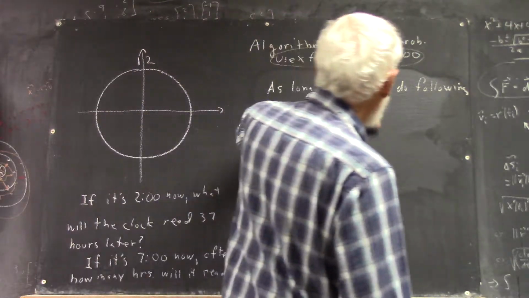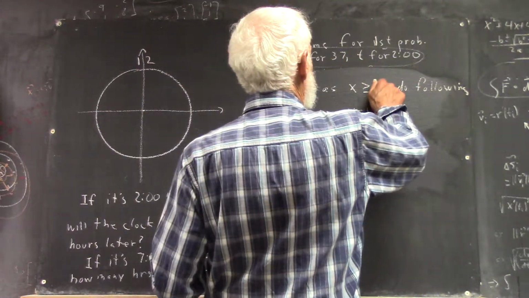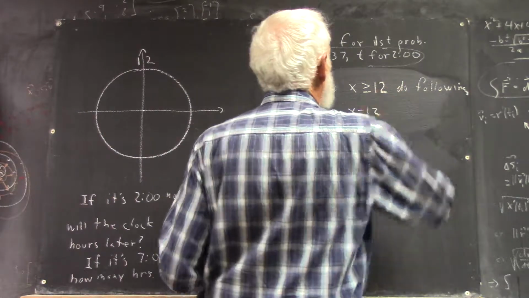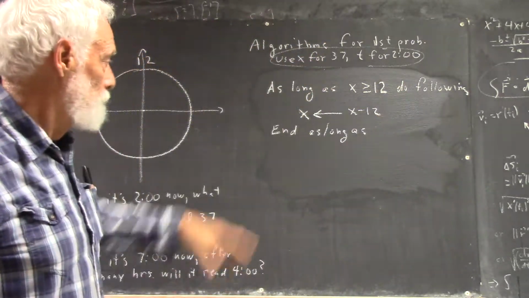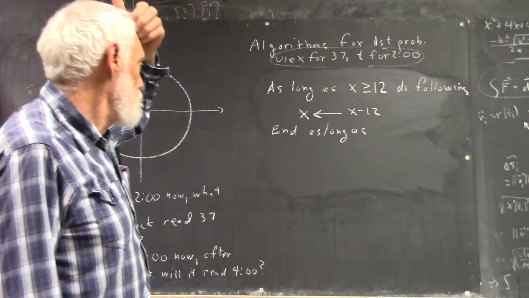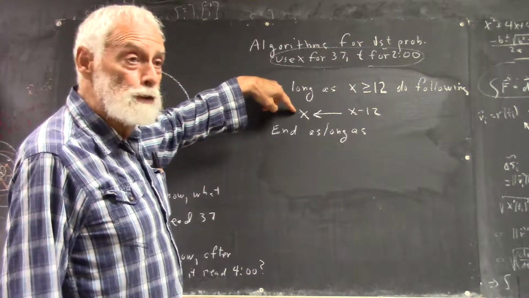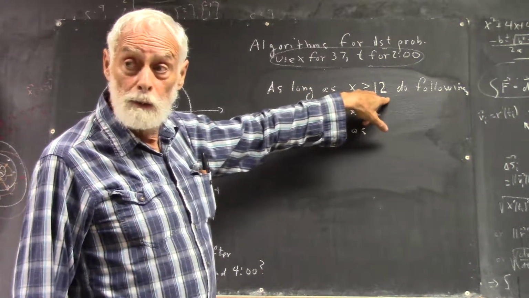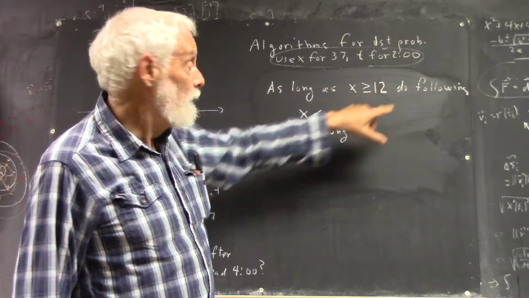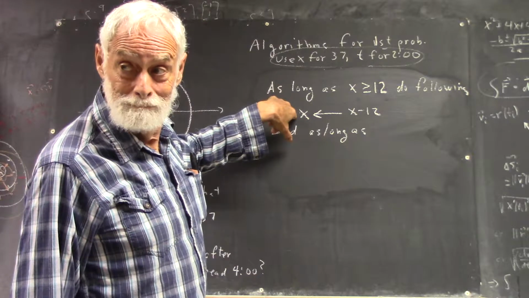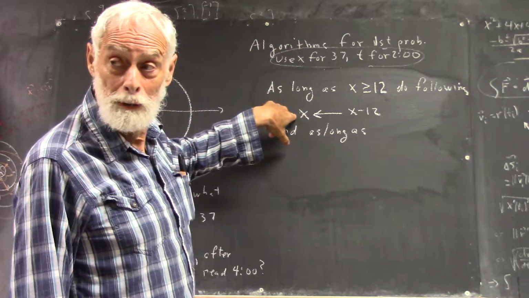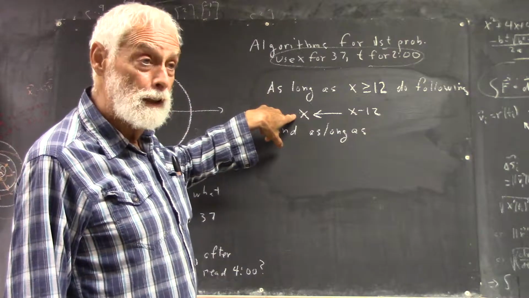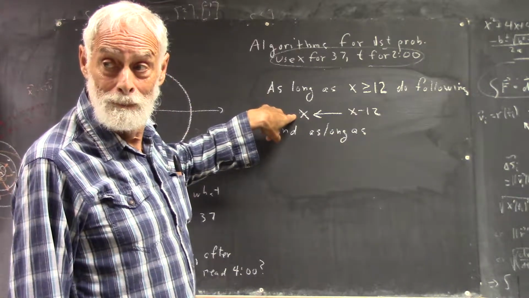Okay, so I'm going to replace this 0 with a 12. As long as x is greater than or equal to 12, we do this, because this is not going to terminate the way I want it to. So x is 37. Is x greater than or equal to 12? Yeah, so you do this, right? And you get what? Now x is 25. Got it?